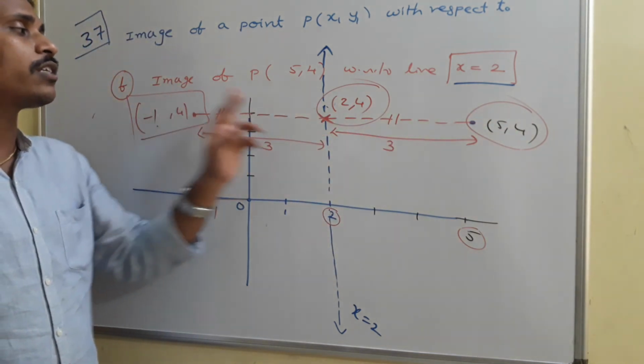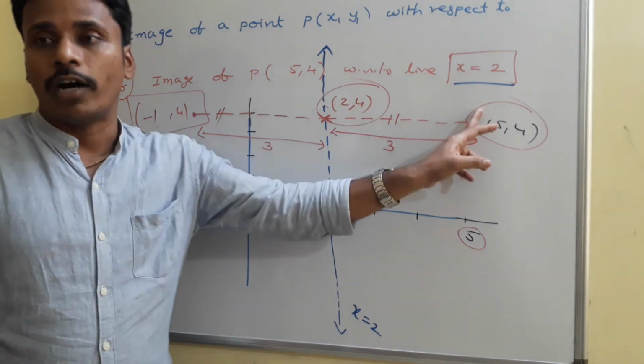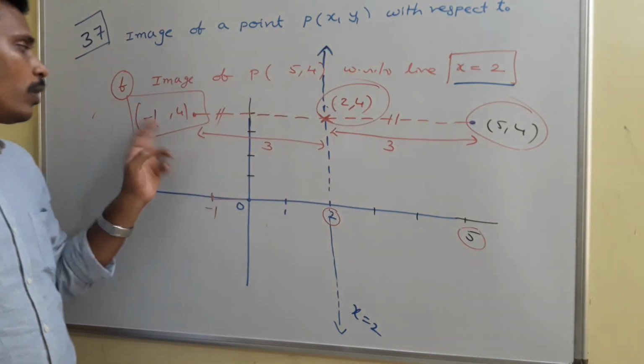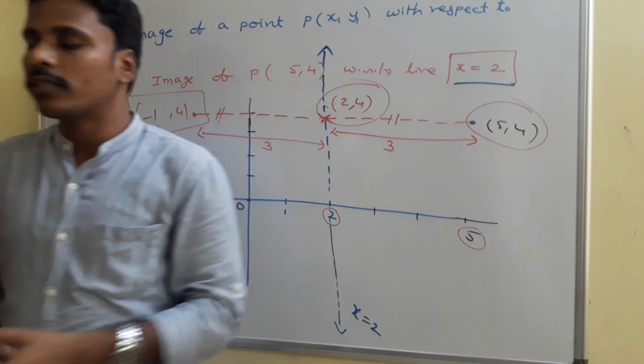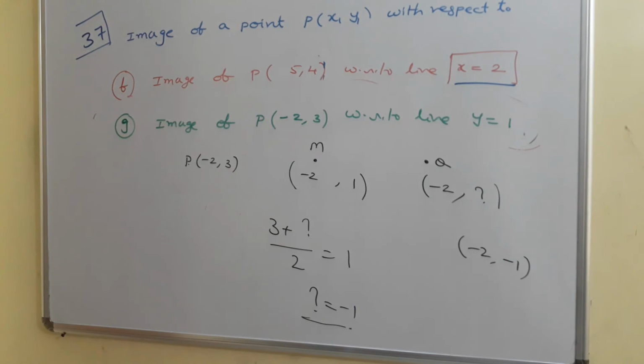The image should be at equal distance from 2 comma 4 in both directions. So use the midpoint formula: the midpoint of these two equals 2 comma 4. From there you will get that x as minus 1. So just have a look. Any doubt? Just think once again.